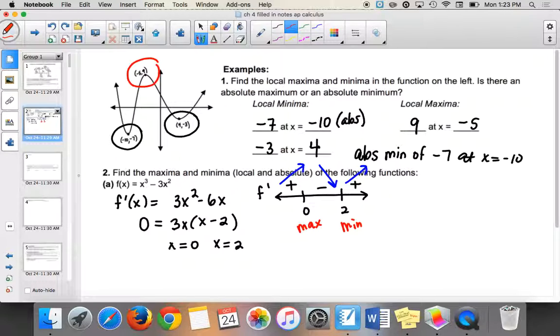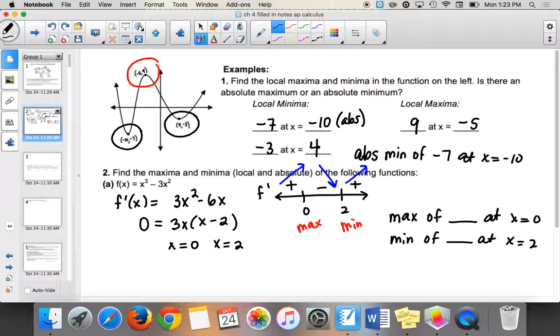So basically, I'm going to have a maximum when my function is increasing and then decreasing. There has to be a maximum up there. Okay, and then I have a minimum when I'm decreasing and then increasing. Okay, so let's write out what they are. So we're going to say a max of something at x equals 0 and a min of something at x equals 2.